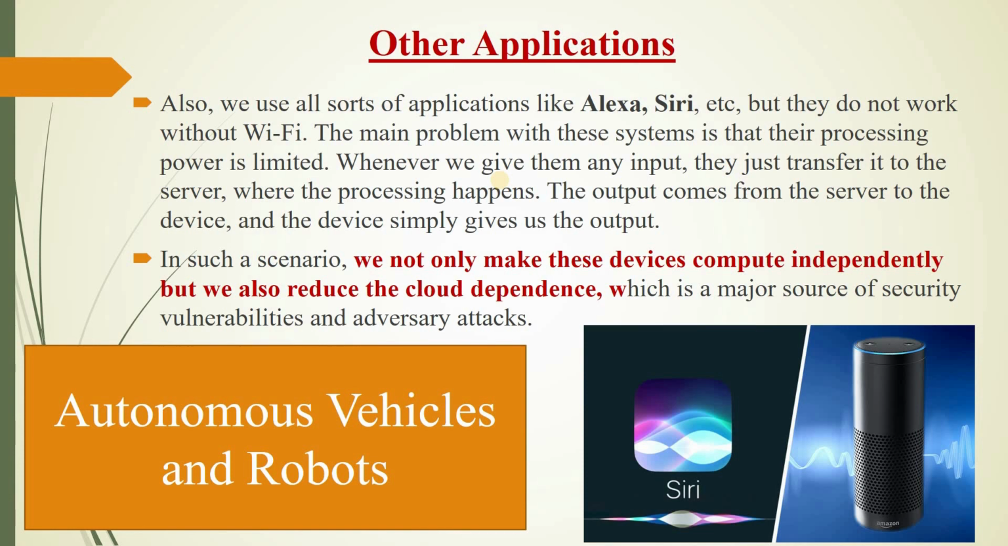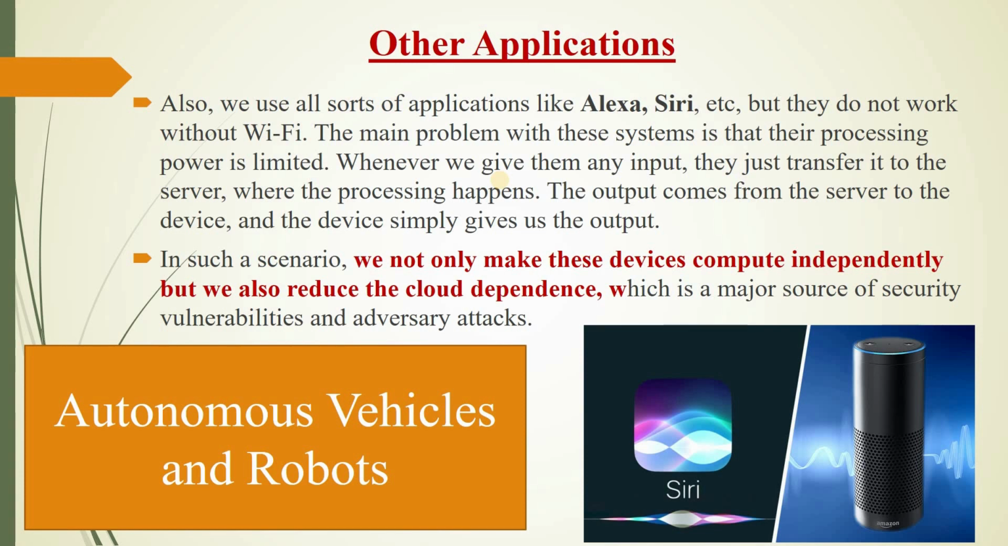So if you use a neuromorphic computing architecture, a neuromorphic chip here, what will happen? In such a scenario, we not only make this device compute independently, but also reduce cloud dependence. We can avoid the cloud dependence. Cloud dependence is a major source of security vulnerabilities and adversary attacks, which can be avoided by using neuromorphic computing.